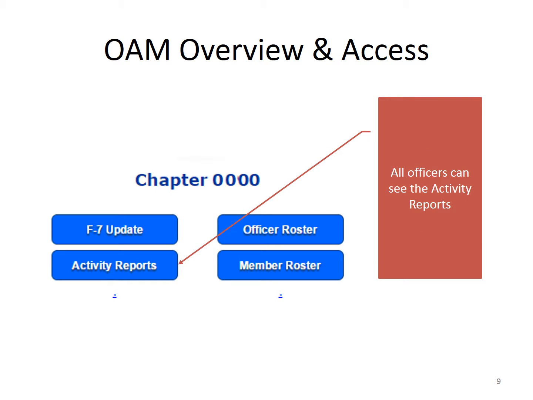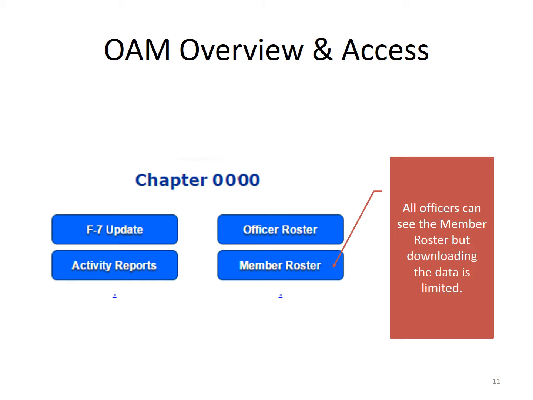The activity reports are where officers spend most of their time. These are reports that show membership activity. The officer roster shows the officers in your chapter, but can also display officers in other chapters within your Federation, as well as Federation officers. You can view all the members in your chapter with the member roster. Only key officers can download data.